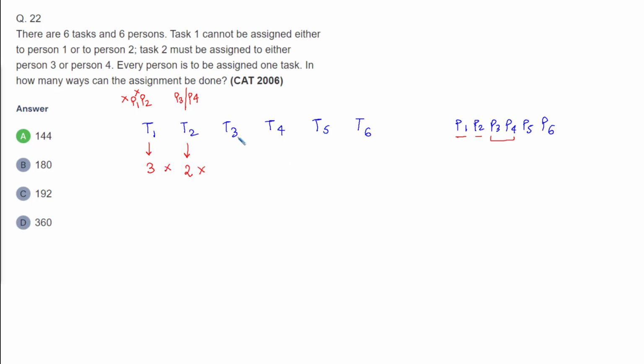Then for tasks T3, T4, T5, T6 there is no condition. Now 4 people are left. So 4 people are left: 4 choices, 3 choices, 2 choices and 1 choice over here. So the answer of this question is 3 into 2, it's 6, into 4 factorial, which is 24. 6 into 24 is equal to 144. The answer is option E.